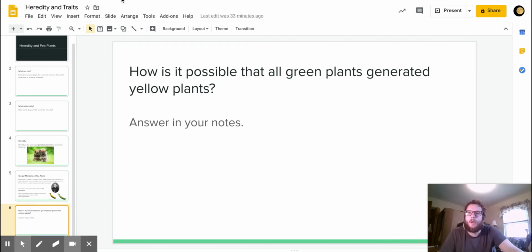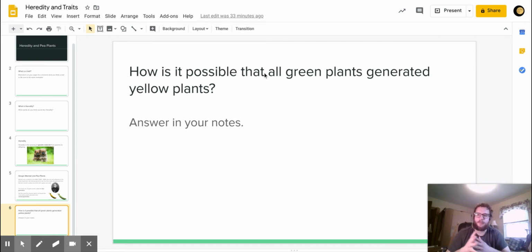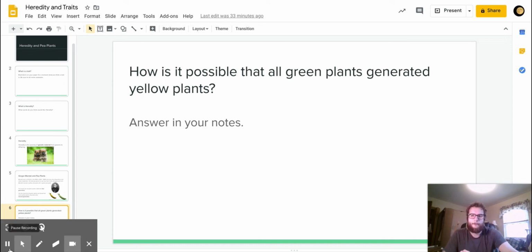Now, the next question after you've answered that is, in your notes, if we get our DNA from our parents, why don't we look exactly like them? We talked about this a little bit. Hopefully you remember. Why don't we look exactly like our parents? It's not possible. We'll never look exactly like one of our parents. Why? Go ahead and answer that in your notes as well.